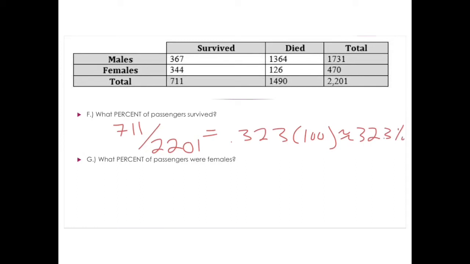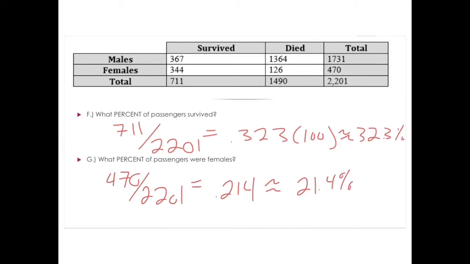All right, our follow-up question, what percent of passengers were female? So again, we want to go to our total females here, which is 470. We're then going to divide that by the total number, 2,201, and we get approximately 0.214. To turn that into a percent, we're going to multiply by 100, which means we get 21.4%.